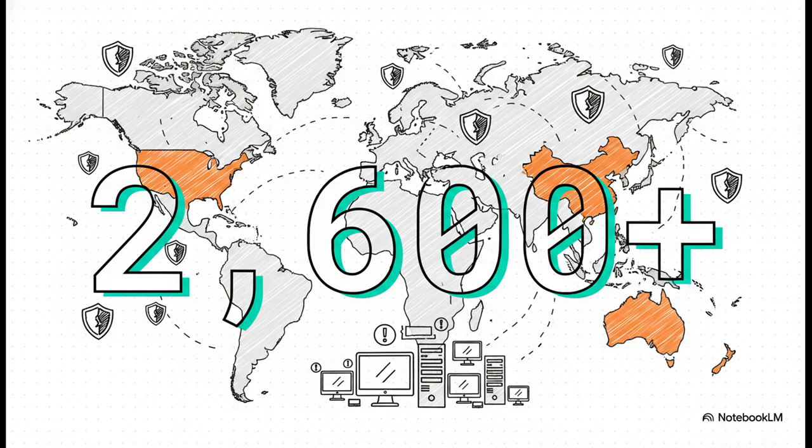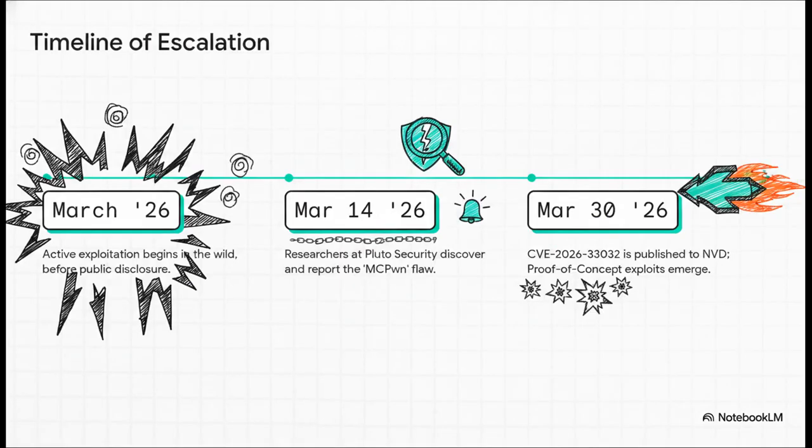Well, internet scans have already found over 2,600 Nginx UI instances that are publicly exposed and likely vulnerable. That's a huge number of potential targets, with most of them sitting in places like China, the US, Indonesia, and Germany. And this timeline really shows you just how fast this whole thing blew up.